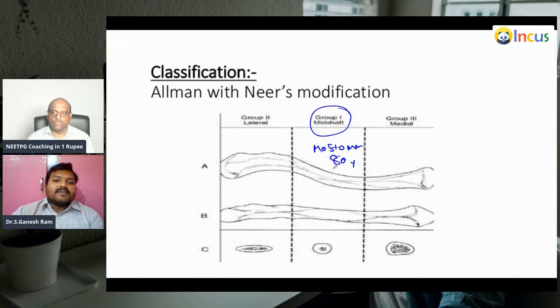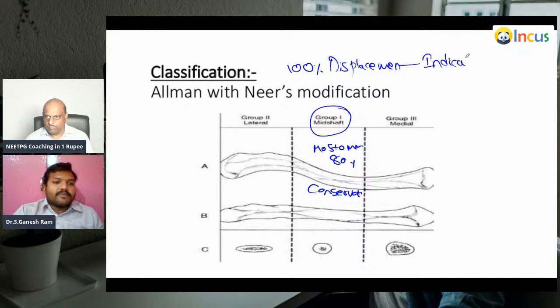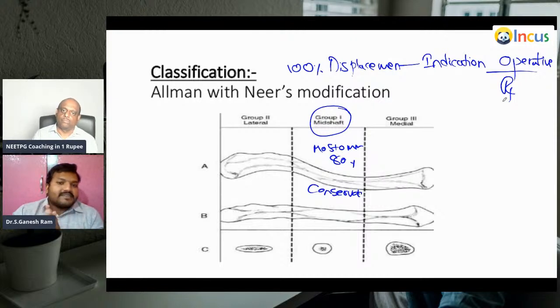Approximately 80%. And most of them would be treated by conservative management, sir. If there is a 100% displacement of the fracture, then only we go for operative management. Even if there is a small overlap between both the fragments, we can try for a non-operative method. But if there is no connection between both the fragments, one is up and one is down, that means more than 100% displacement. That is the condition where we have to operate. That is group 1.